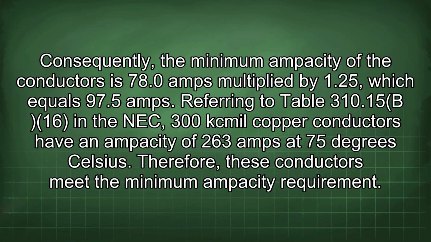Referring to Table 310.15(B)(16) in the NEC, 300 kcmil copper conductors have an ampacity of 263 amps at 75 degrees Celsius. Therefore, these conductors meet the minimum ampacity requirement.